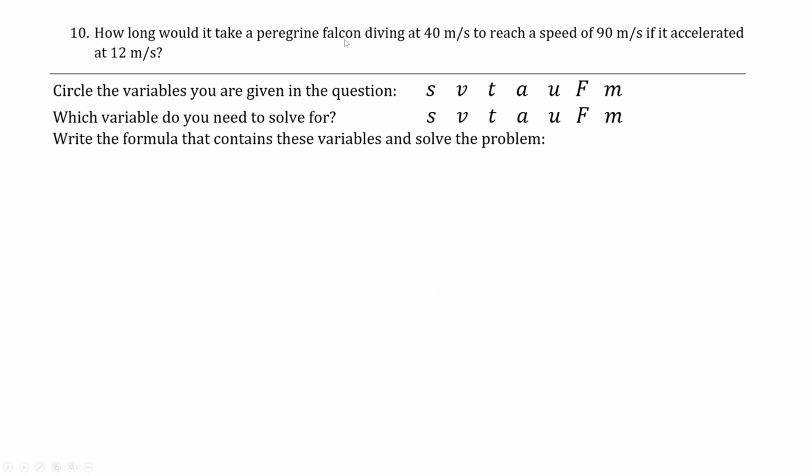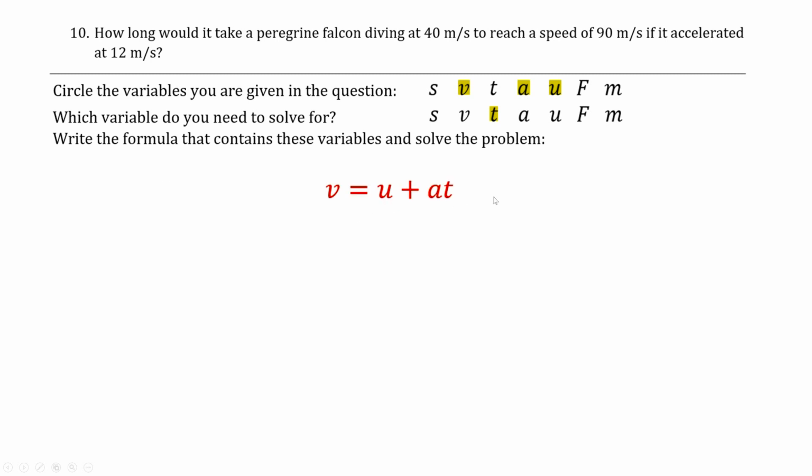A peregrine falcon diving at 40 meters a second. That's pretty fast, but it's actually a reasonable estimate. To reach a speed of 90 meters per second, holy crap, if it accelerated at 12 meters a second. What we're after is time. We've been given initial velocity, final velocity, and an acceleration.